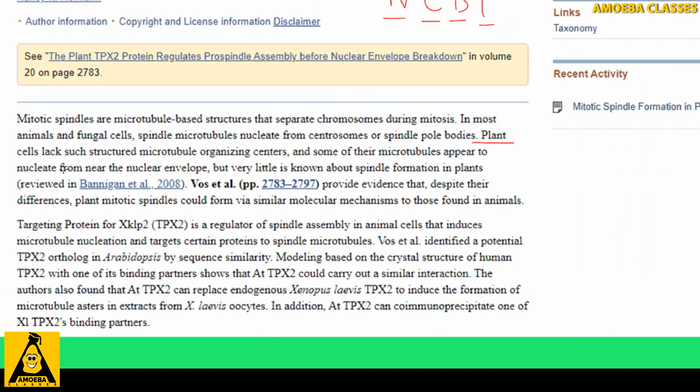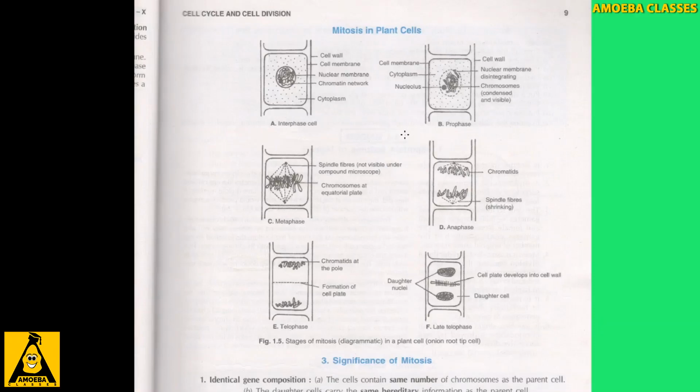See, plant cells lack such a structured microtubule organizing center, and some of their microtubules appear to nucleate from near the nuclear envelope. But now here is the line: but very little is known about spindle formation in plants. Understood? So these three lines are important. Very little is known about spindle formation in plants. So still we don't know how the spindle formation takes place, but the formation takes place in the absence of centriole, and the plant cell also divides. Okay, if you want to take the screenshot of this also, you can pause the video and take the screenshot.